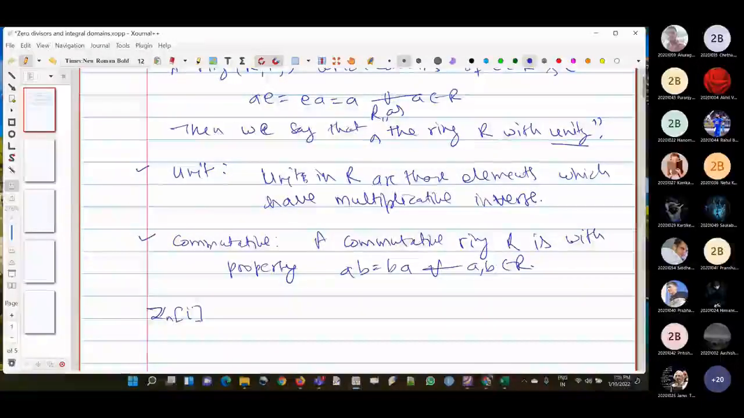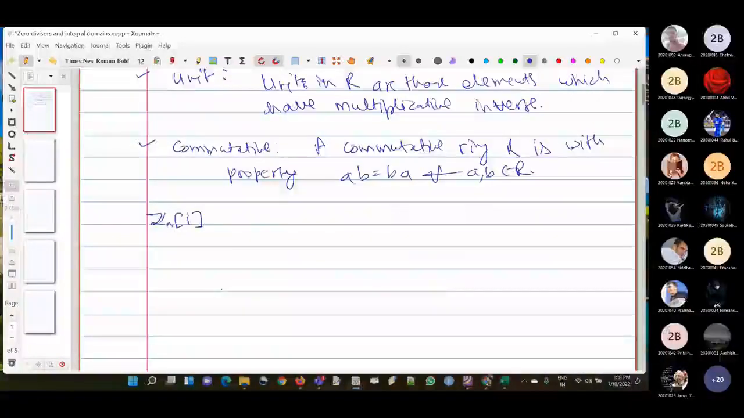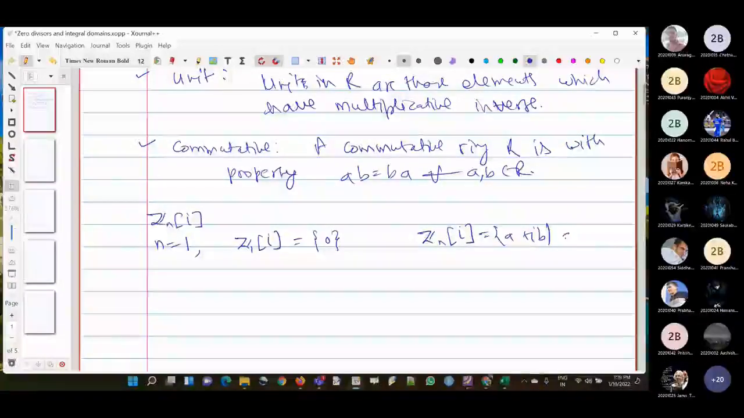Z, and we have seen this example in case Zni. Whether this ring has unity depends on n. If n equals, for example, 1, what about Z1i? This has only the zero element, because Zni contains elements of the form A plus iB, where A, B belong to Zn. In case Z1, there is only one element, that is 0. So both are going to be 0. So Z1i is going to be 0. That is a trivial ring.